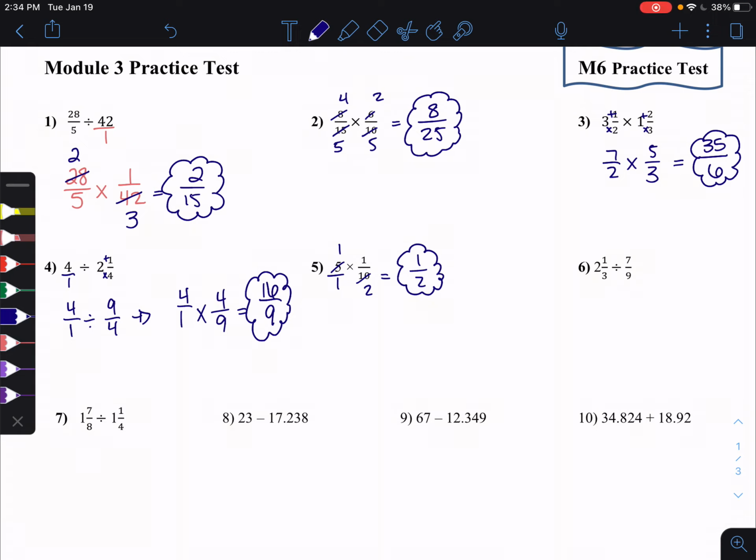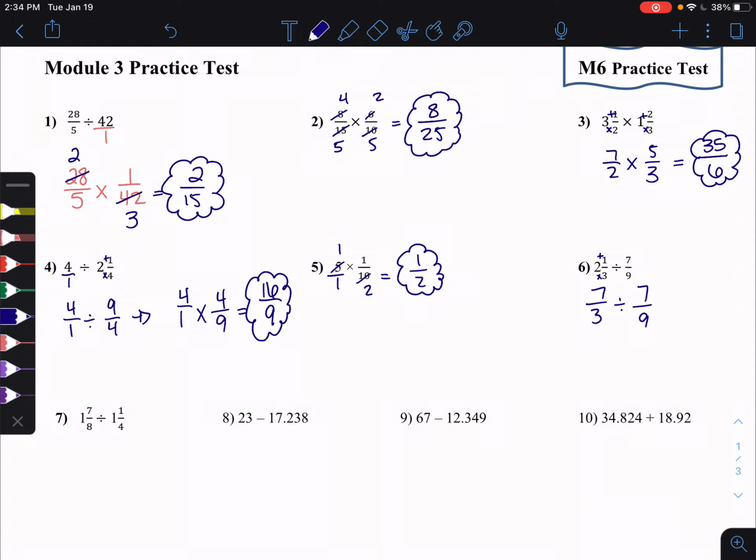Number 6, I have to go from a mixed number to an improper fraction, so 2 times 3 is 6, plus 1 is 7 over 3. Divided by 7 over 9.